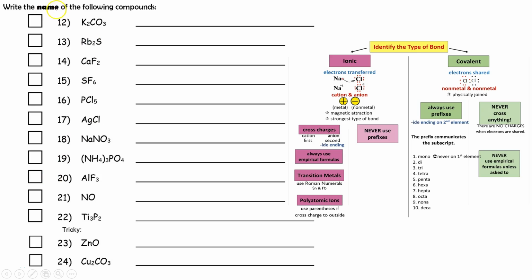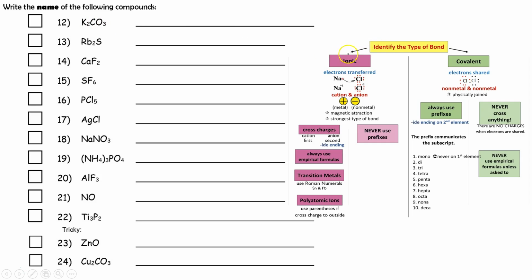This time we're going to go over examples where we're going to write the name of compounds, and this again is a mixture of ionic and covalent. So as we're looking at the first example, number 12, you've got K2CO3. So again, we need to figure out, is this ionic or is this covalent?